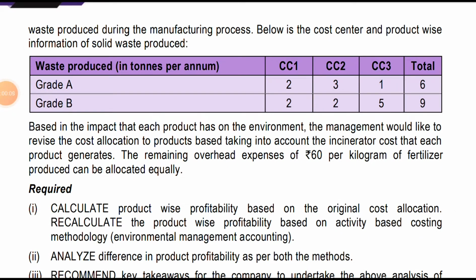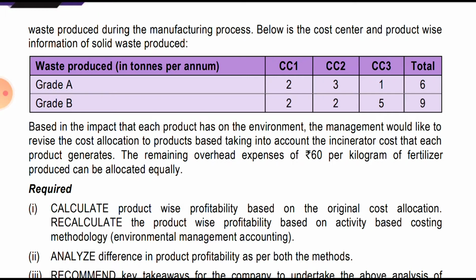Each cost has to be allocated according to its effect on the environment, and the management would like to revise the cost allocation. Earlier they had done it directly by dividing into two equal parts, directly half of that 150, that is 75. But actually, of that 150, the cost of 90 has to be divided in this ratio, that is 6 by 9, and the remaining, that is 16.